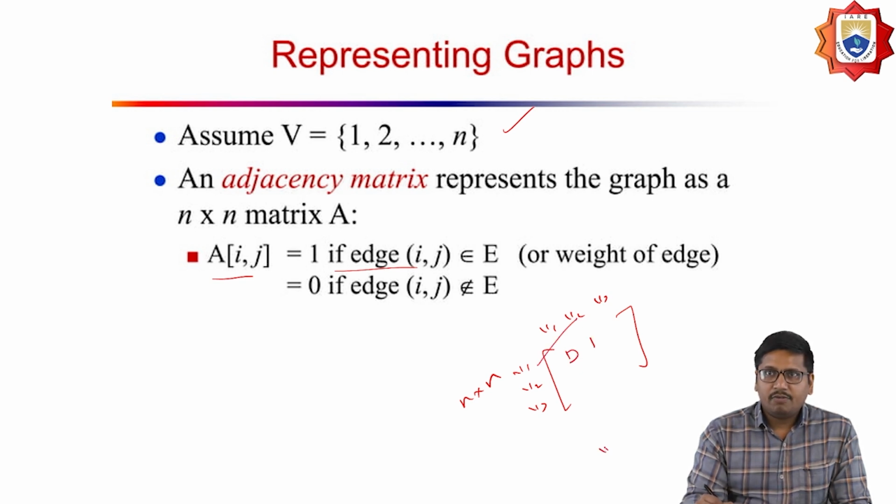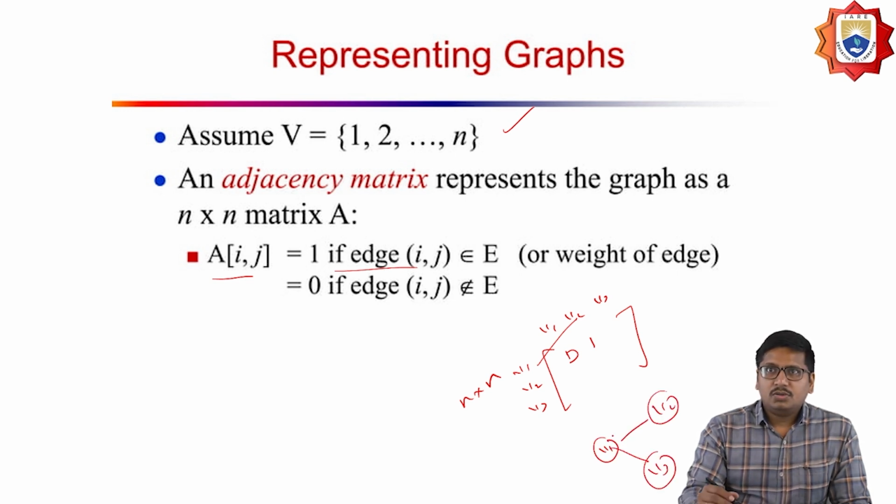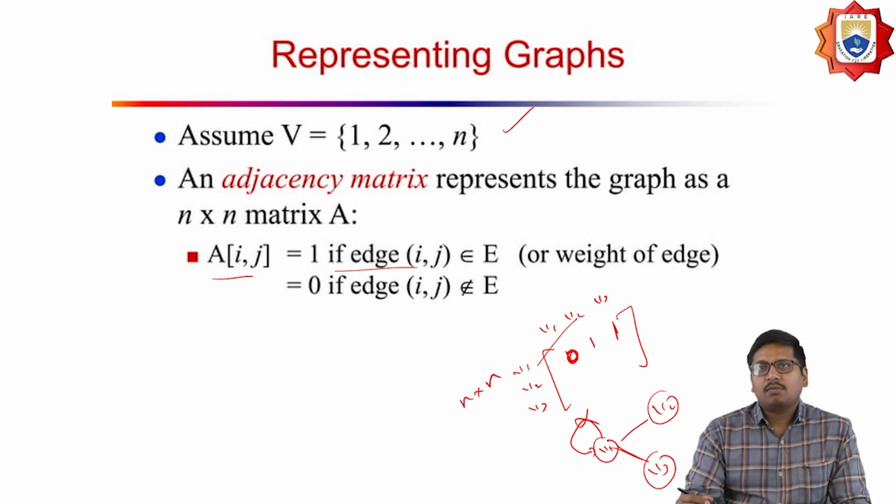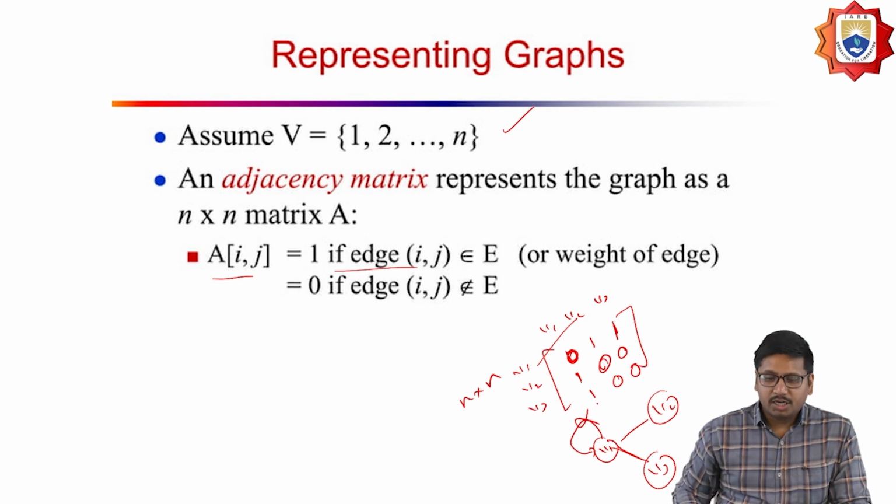Suppose I have a graph like this, v1, v2, and v3. So v1 to v1 is not there, so that's why it should be 0 here. If I have an edge from v1 to v2, then it should be 1, and v1 to v3 it should be 1. Similarly, v2 to v1 there is an edge, v2 to v2 0, and v2 to v3 0. And if we have only one edge from v3, that is v3 to v1, so the remaining are all 0. So like this, we represent the adjacency matrix of the graph.